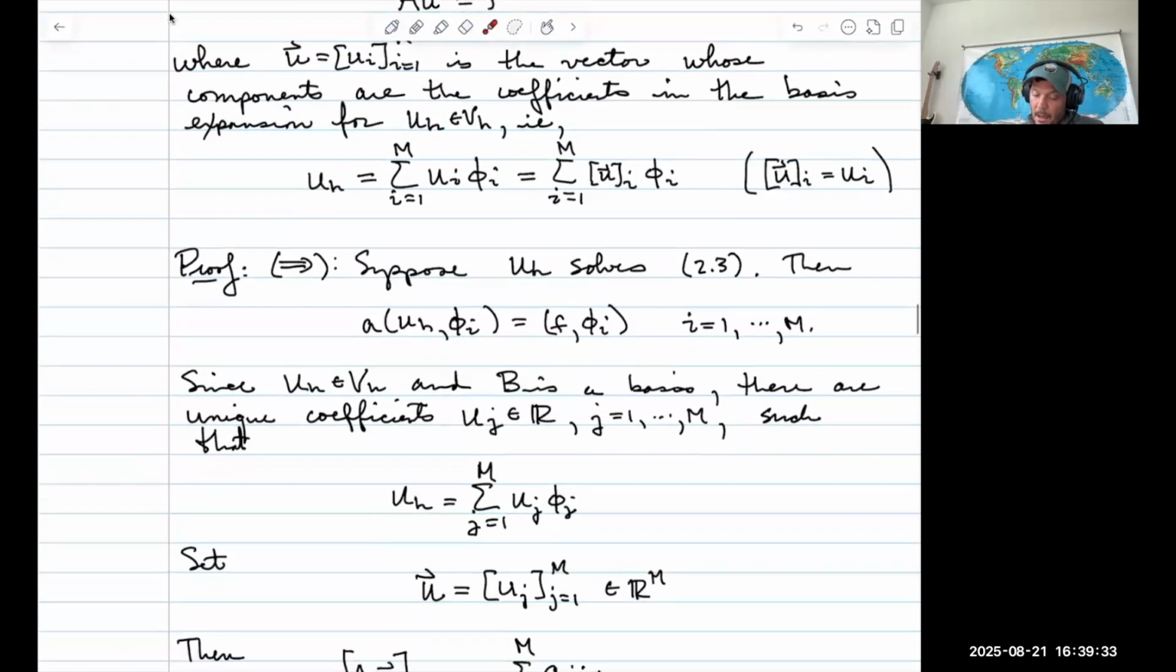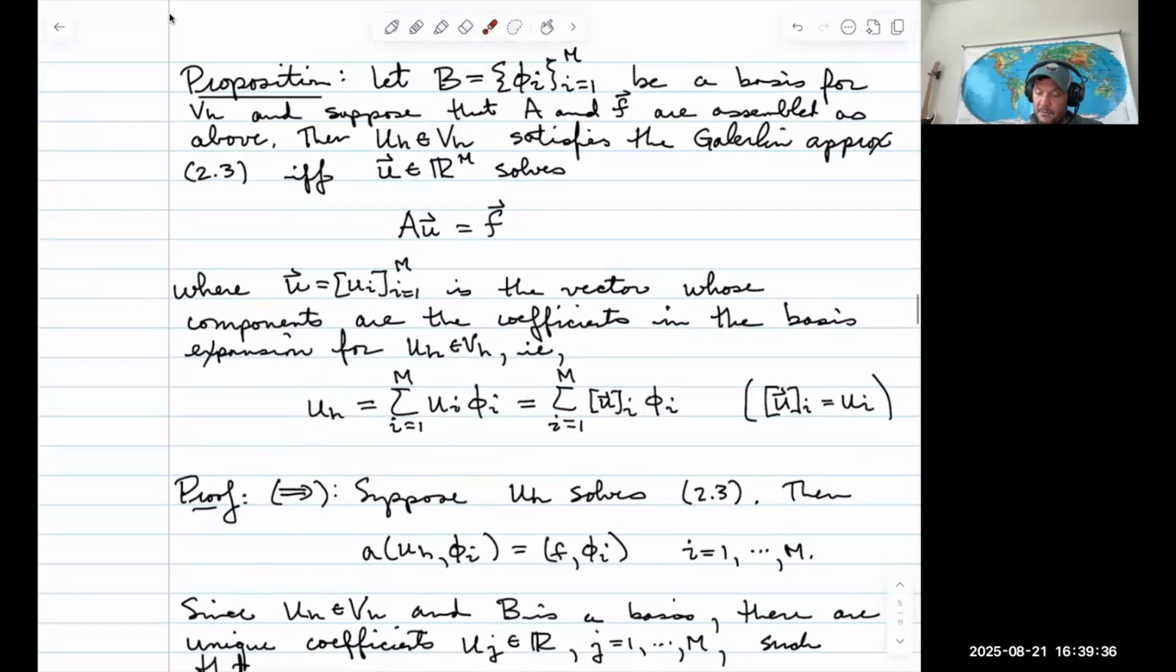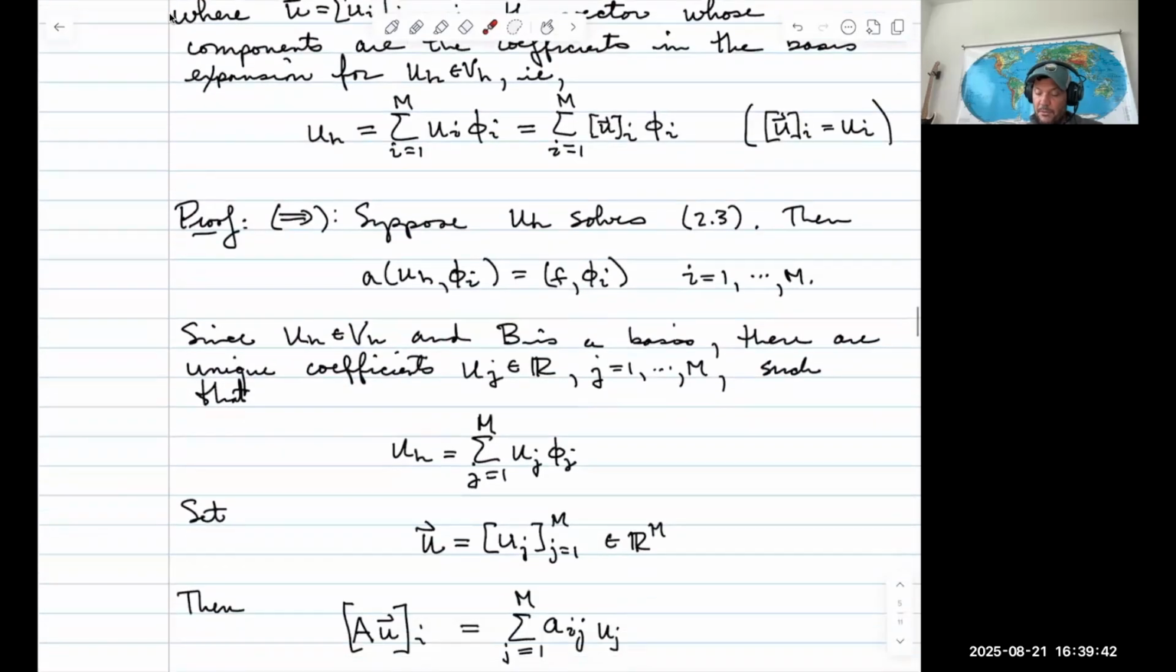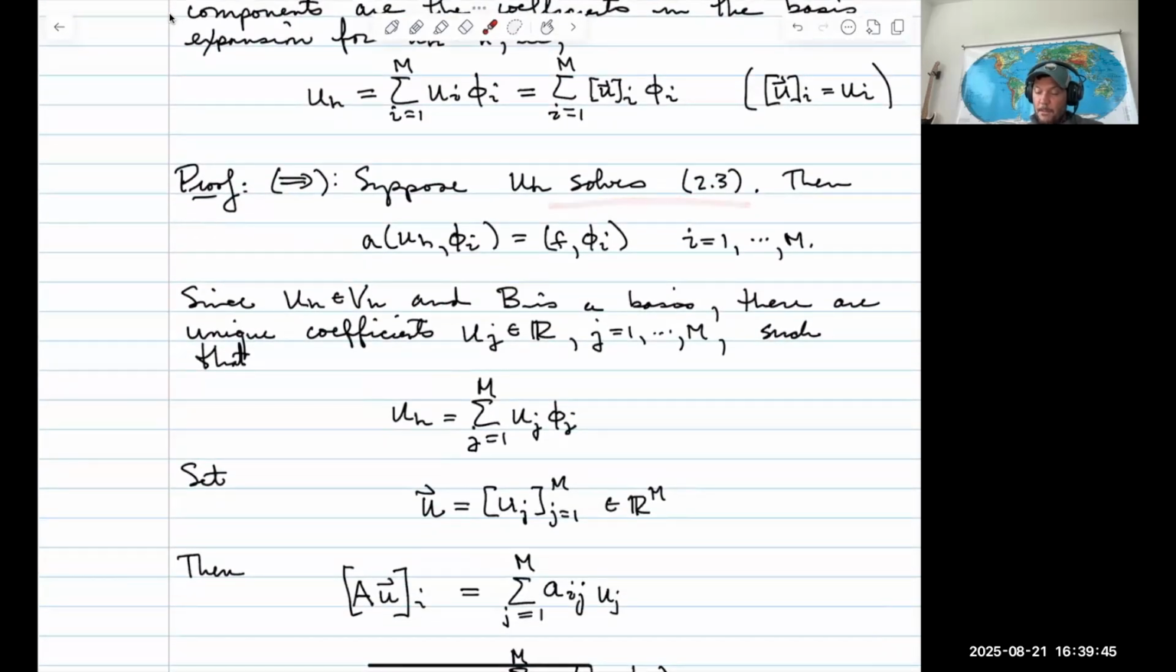about that. All right, so let's go and prove this by starting with the assumption that u_h in V_h satisfies the Galerkin approximation 2.3. So u solves 2.3 means that a(u_h, phi_i) is equal to F against phi_i in the L2 inner product for all i, right? Because I already proved that 3.2 is equivalent to this object here. I don't have a name for this, but this is essentially just the Galerkin approximation again. So we just proved that.